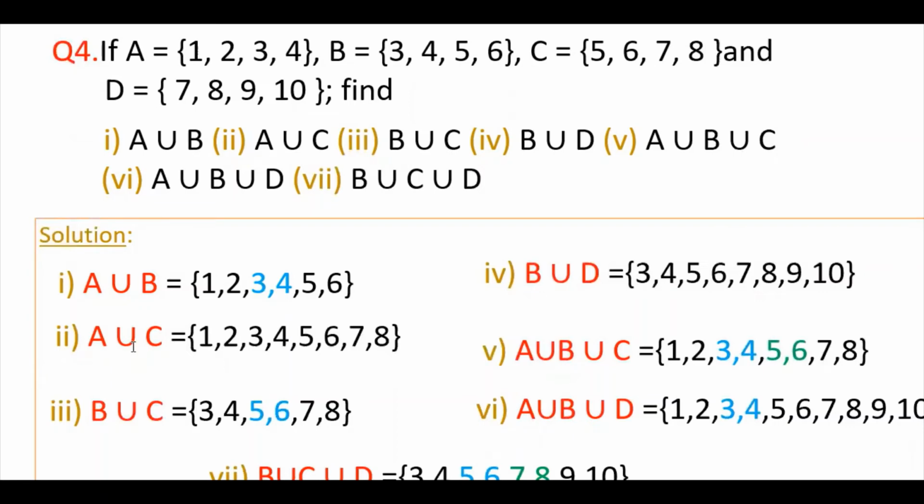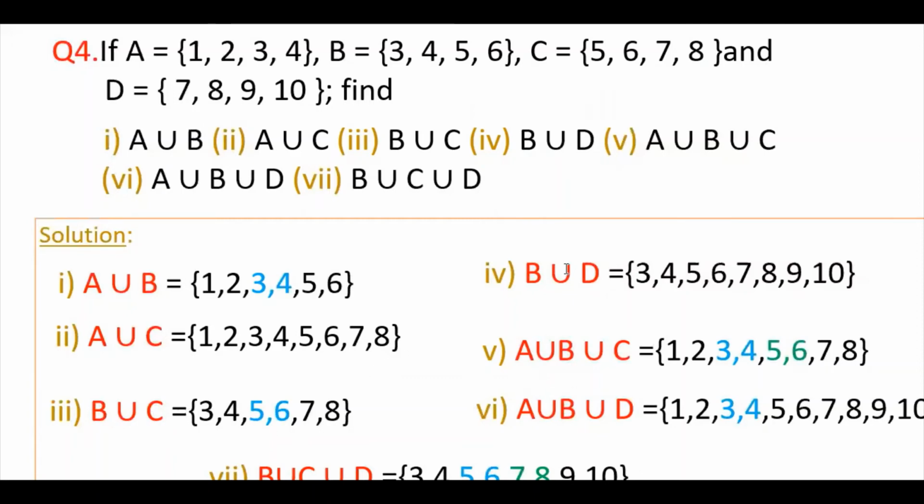And next one is A union C. If you see A and C sets, here 1, 2, 3, 4 and 5, 6, 7, 8. No common elements. So you can directly write all the elements 1, 2, 3, 4, 5, 6, 7, 8. And third one is B union C. So B and C, here 5, 6, these two elements are repeating. So 3, 4, 5, 6, 7, 8. These are the elements of B union C.